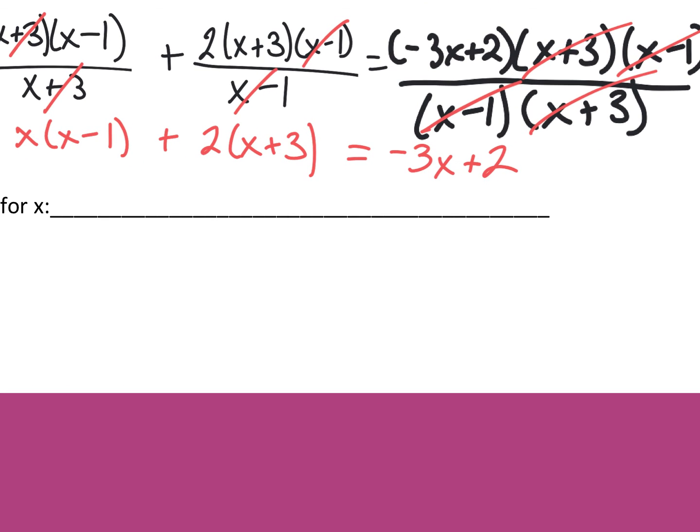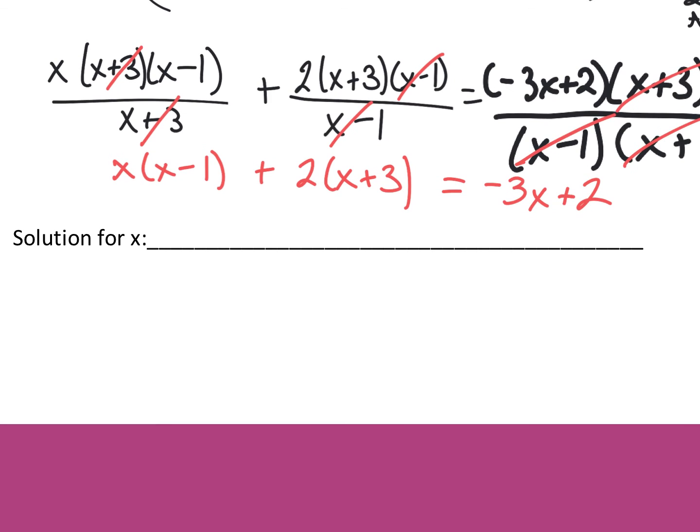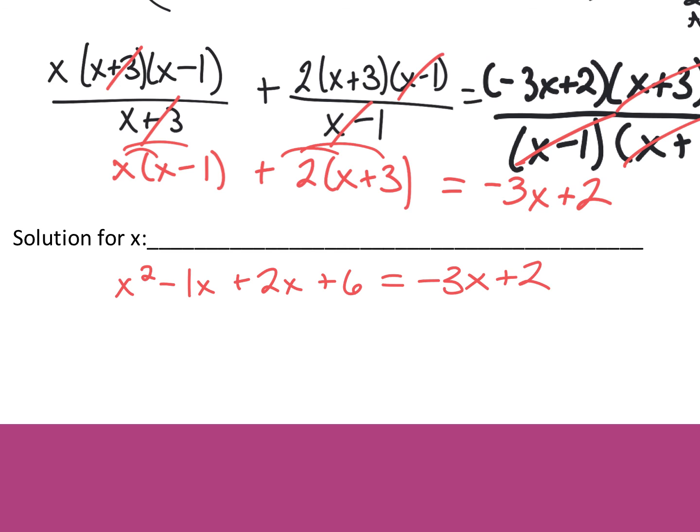Okay, so now all we have left is to finish this. It's an equation, and we know how to do those. So, first one, we distribute. What do we get? x squared minus 1x, plus 2x plus 6. Good. Now what? Combine like terms. What are my like terms going to be? Negative 1x and 2x. What does that add up to be? 1x.